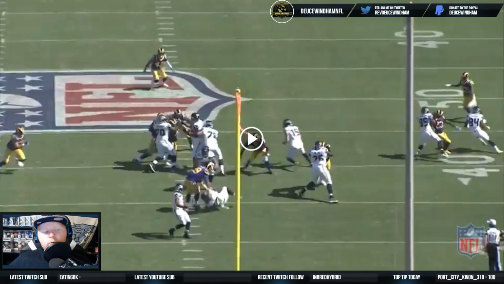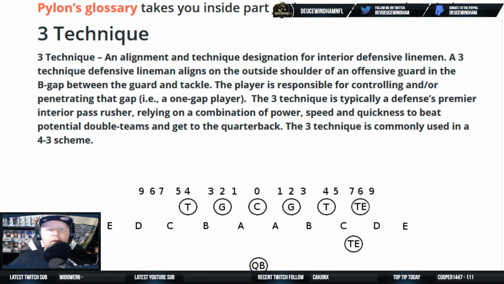Tackle for loss. And let's read what Inside the Pylon said. Real quick, we're not making this a super long video. Reread this paragraph with me. An alignment and technique designation for interior defensive lineman: a three-technique defensive lineman aligns on the outside shoulder, we just saw that, of the offensive guard in the B gap. Remember your gaps. Something key to note there is he has got a one-gap assignment, which is critical in that this is your interior pass rusher. This is the guy that you want focusing on rushing the passer.